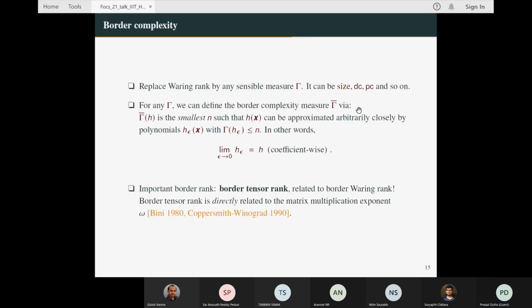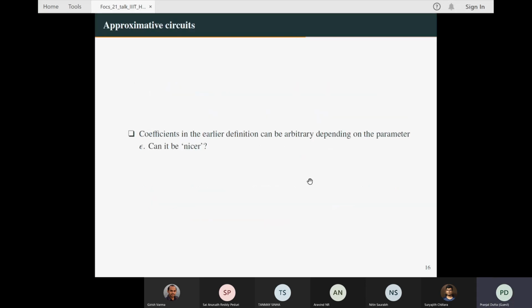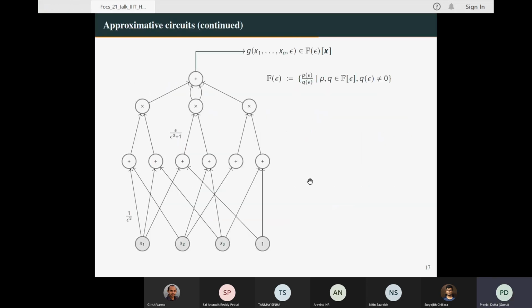But you can ask, okay, fine, these definitions are fine. This is some mathematics that is going on, but what is really happening in terms of computation? Can we really say something about computation? Because this is in some sense abstract. So to do that, we will define approximative circuits, and this is the definition that we will be talking about.